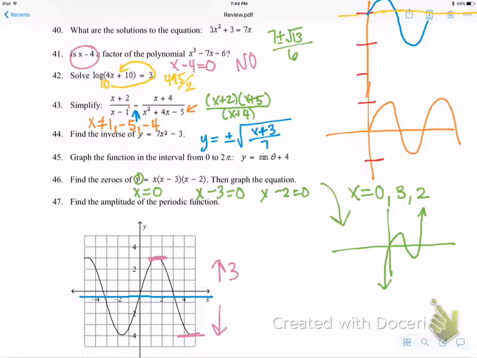Now we have to go up 3.5 from the midline and down 3.5, because the lowest we ever get to is 4, the highest we ever get to is 3. So our midline is going to be halfway in between those two numbers at y equals 0.5. So our amplitude is 3.5, because we go 3.5 above and 3.5 below the midline.